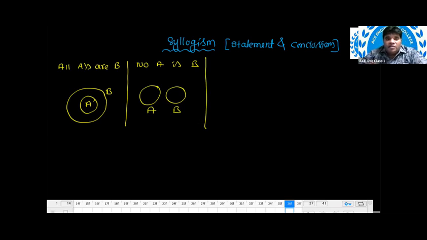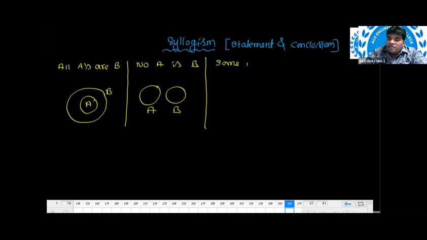Okay, concentrate, friends. First 15 minutes only concentrate. Next 15 minutes only examples. If you are perfect in these 15 minutes, that's enough. I find the topic finished. All A's are B means A, everything involved in B. No A is B means A separate, B separate.